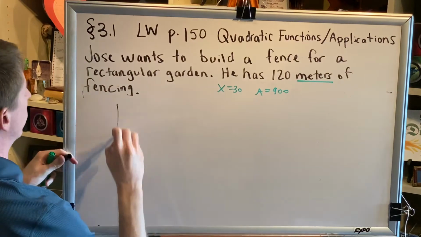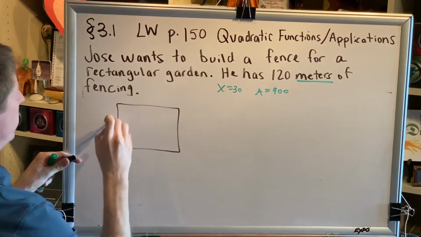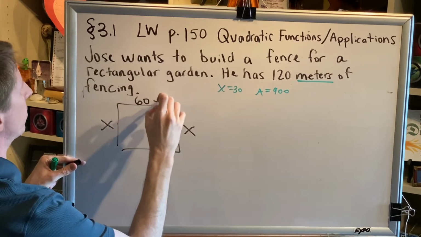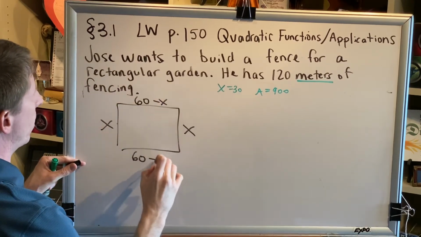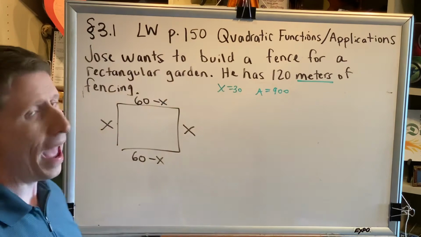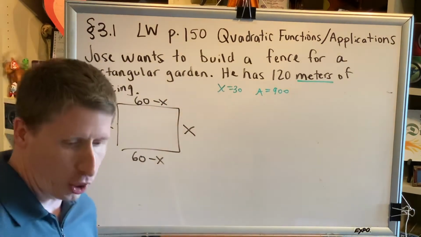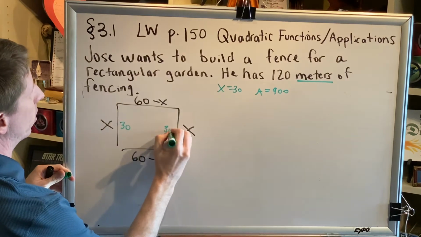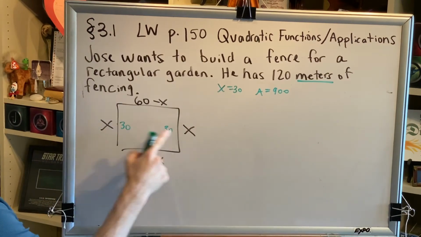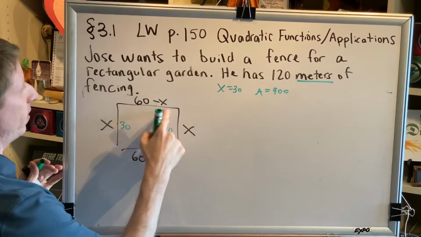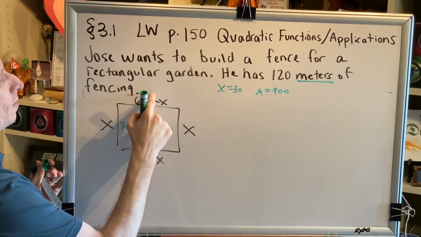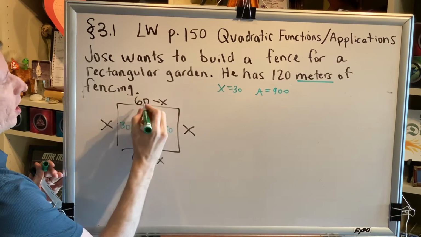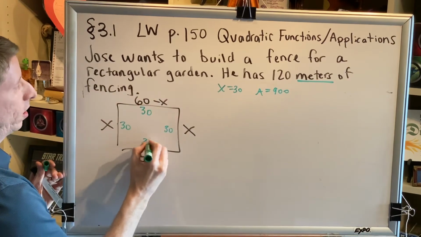Let's go back to our original diagram. This was x, this was x. We found that this was 60 minus x, and this was 60 minus x. We now know what x is. x is 30. So that means this is 30, and this is 30. x is 30. x is 30. This length can be found by subtracting 60 minus x. Well, if x is 30, then this is 60 minus 30, which is 30.